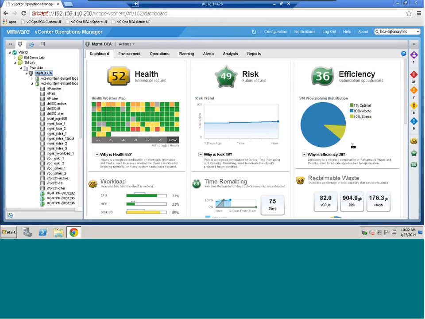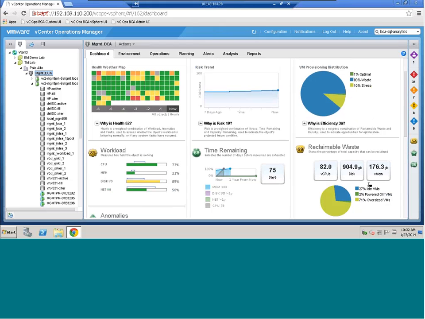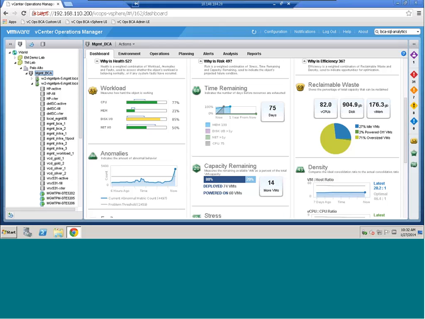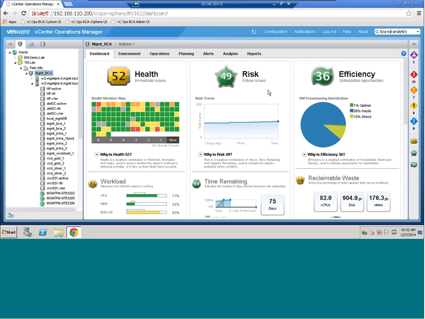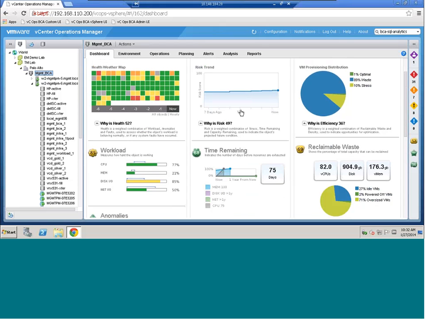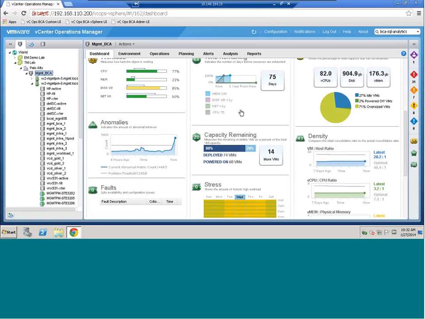So by doing this first action, reclaimable waste, I've cleared this entire first column. But what I've also done is improved my capacity remaining and also improved my time remaining, which has further improved my risk score. So in doing this very first action, I really cleared half of the board here.